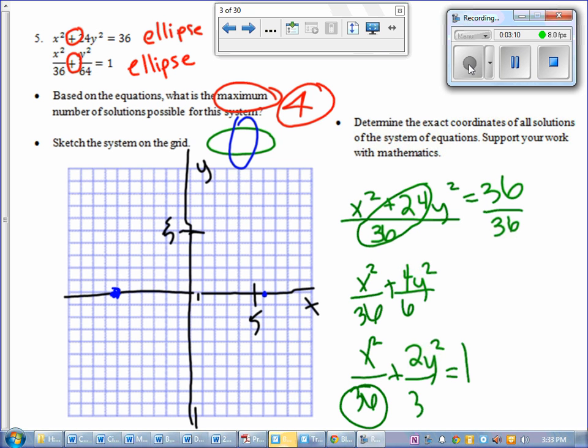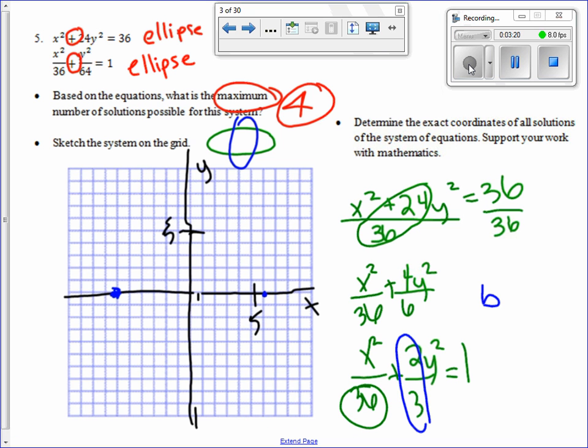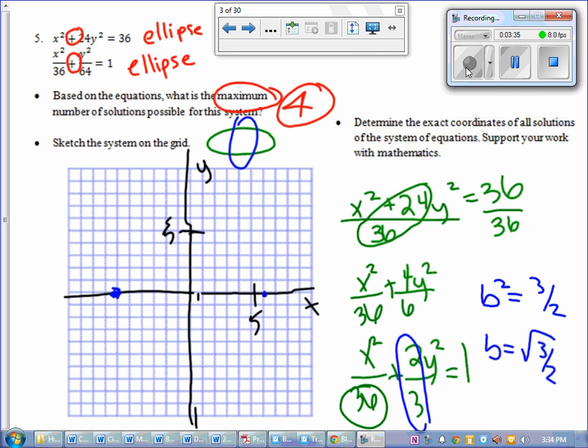Now the y denominator is a little bit trickier, because the denominator is actually 3/2. It's the reciprocal of the coefficient. So b squared equals 3/2, which means that b equals the square root of 3 over 2. I'm going to go to my calculator, and I'm going to find that the square root of 3 over 2 is equivalent to about 1.2. And that's where I'm going to graph on the y-axis.